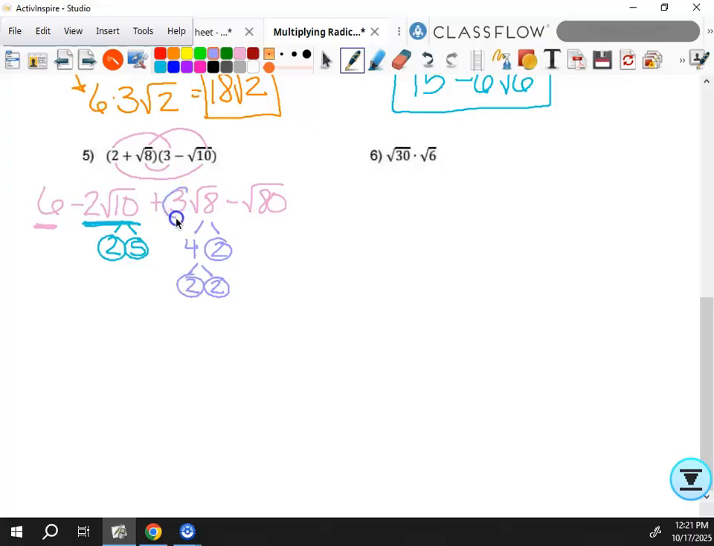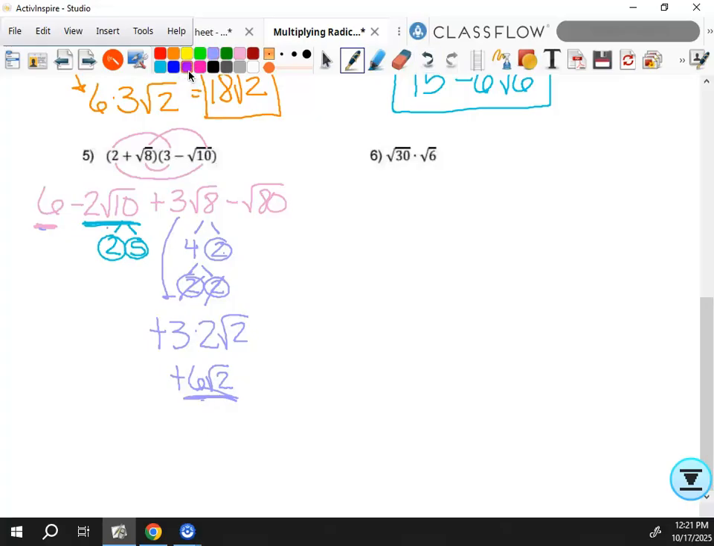I can't forget about the 3. Oh, I probably shouldn't have circled that one. But the 3's got to come down here. So there's going to be a positive 3. And then these 2's come out as a regular 2. This guy stays underneath. So this becomes plus 6 square roots of 2. So I have this term. So I've got these 3 terms so far. Everybody with me?